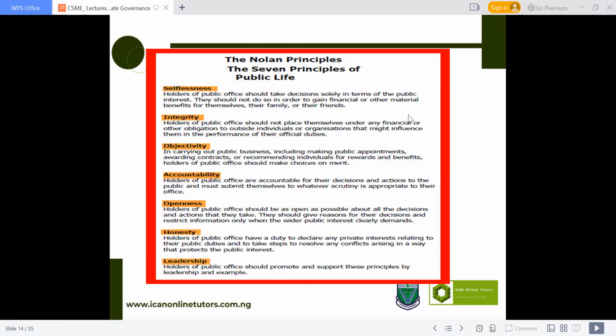They came up with 7 principles which every public worker is expected to adhere to. It's not only about the public sector; in the private sector, we can also use it as well. That is what we call the theory of public life. And you can use this mnemonic now. Let me, hold on. You can use this mnemonic to remember it, because I like mnemonics a lot.